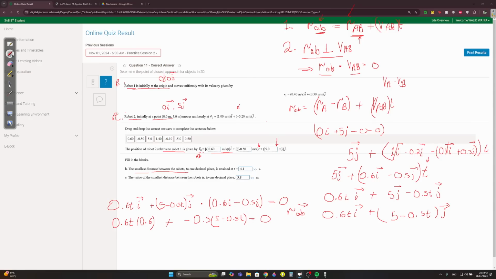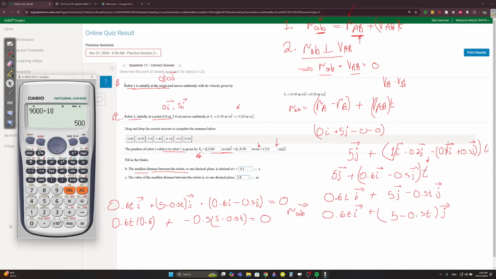0.6 times 0.6. Take your calculator. Also, you can just put this in a calculator. 0.6 times 0.6, you should get 0.36, plus minus 0.5 times 5 will be 2.5, so minus 2.5. Minus 0.5 times minus 0.5 is 0.25, so it's going to be plus 0.25 T is equal to 0. So you get 0.36 plus 0.25 is 0.61.